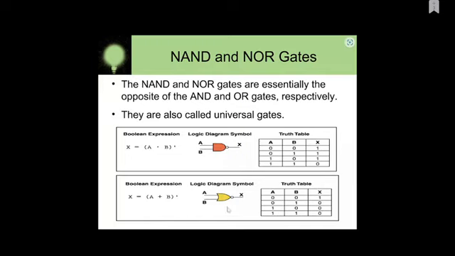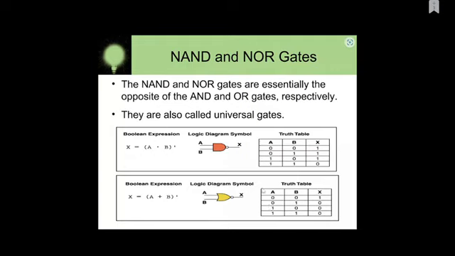It has two inputs and X is the output. So X equals A plus B whole bar. Coming to the truth table, it is exactly complementary to the OR gate.